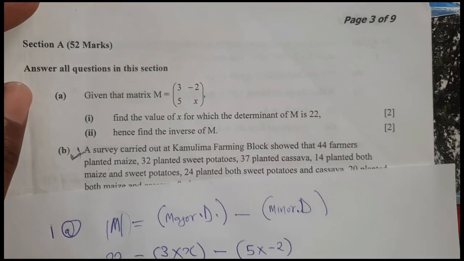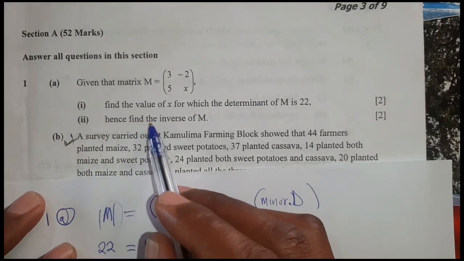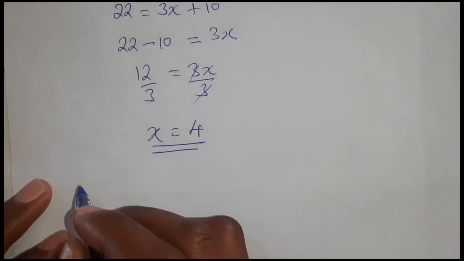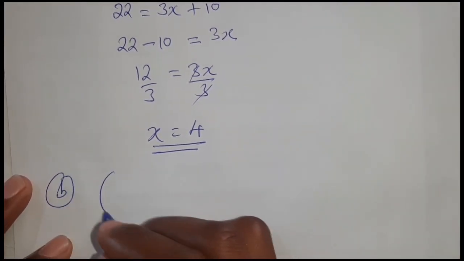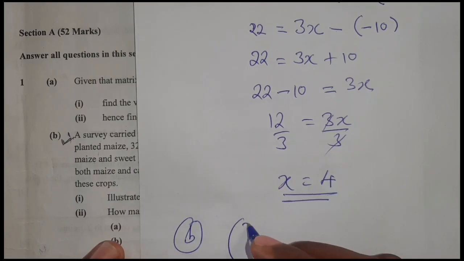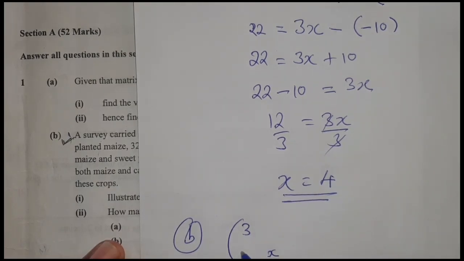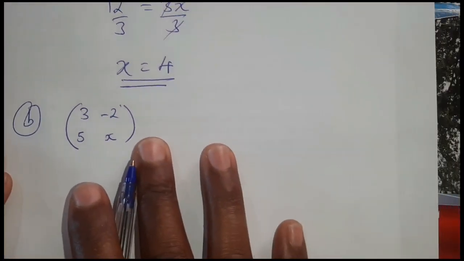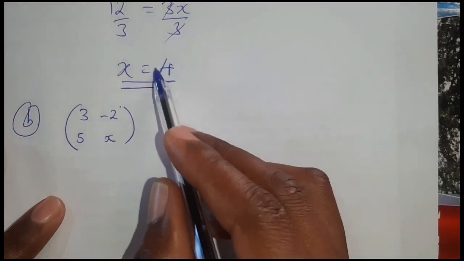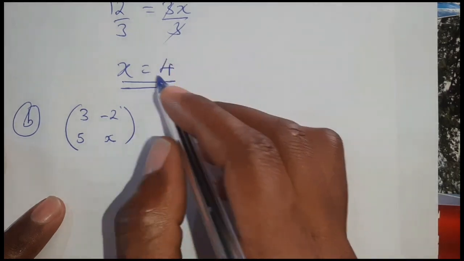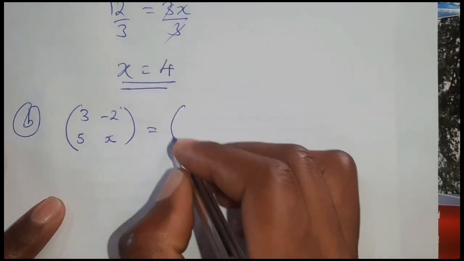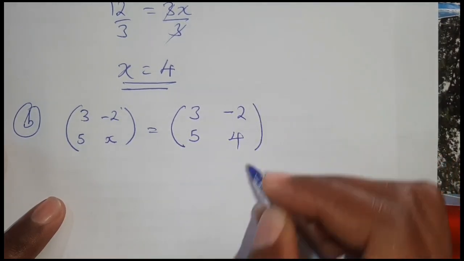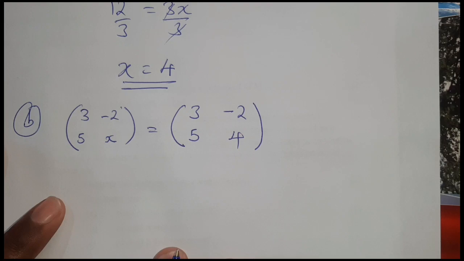Now the question goes on to say, hence find the inverse of M. Okay, so let me just rewrite the matrix. So the matrix has a 3, x here, and then we have a 5 and then -2. So here where there is x, now we can put back a number. So this will just be 3, -2, 5, and then a 4. So this is our matrix M now.